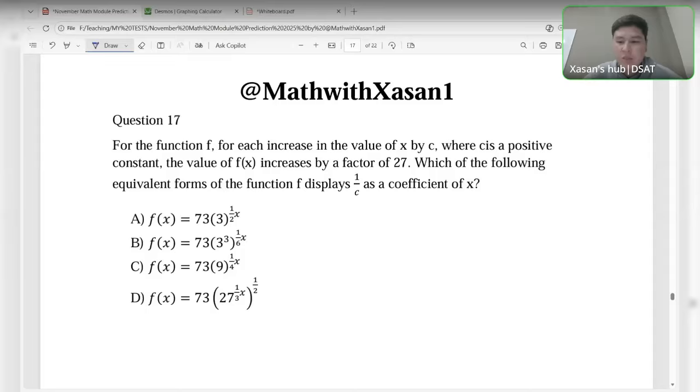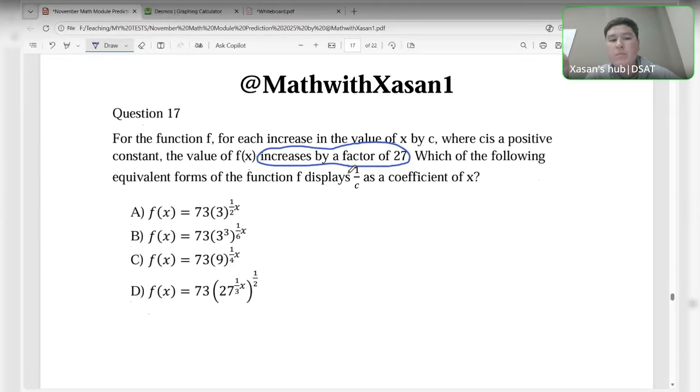Okay, let's read the question. For the function f, for each increase in the value of x by c, where c is a positive constant, the value of f of x increased by a factor of 27. Guys, what does it mean increased by a factor of 27? Your function is multiplied by 27.